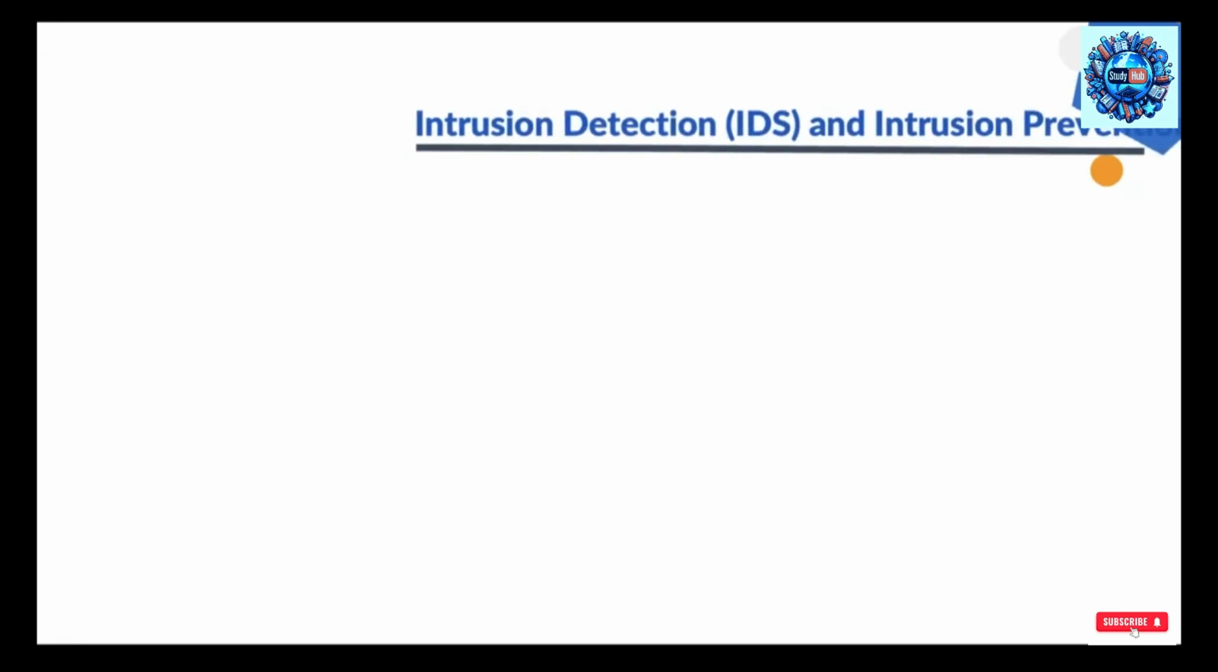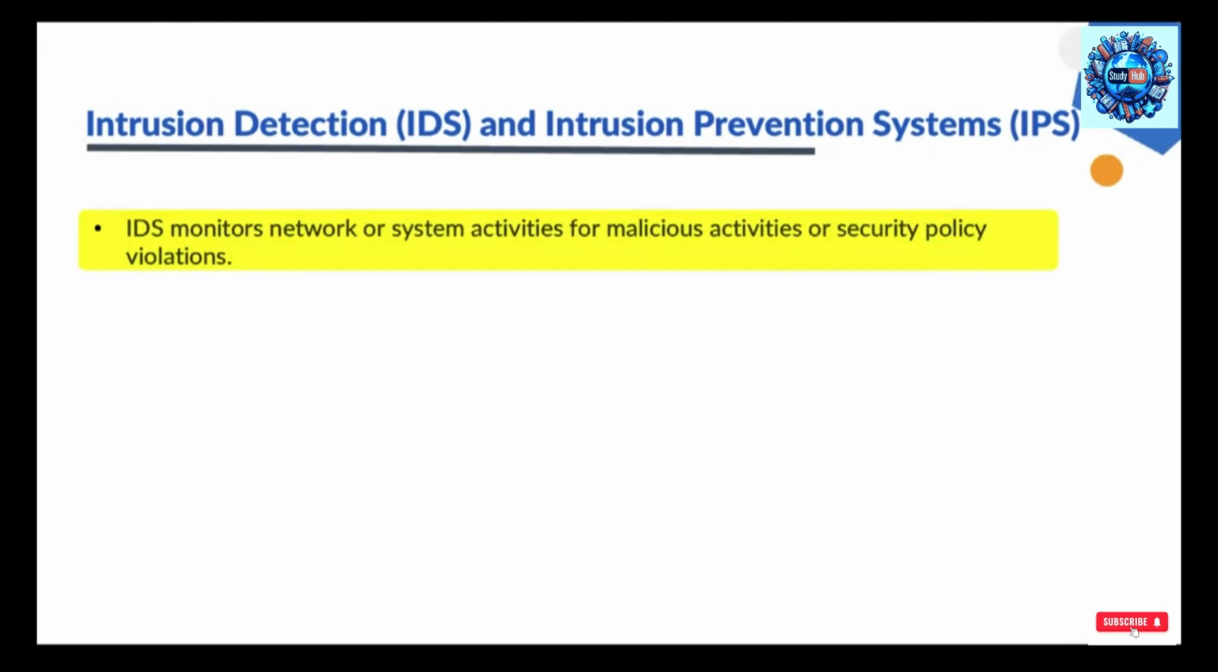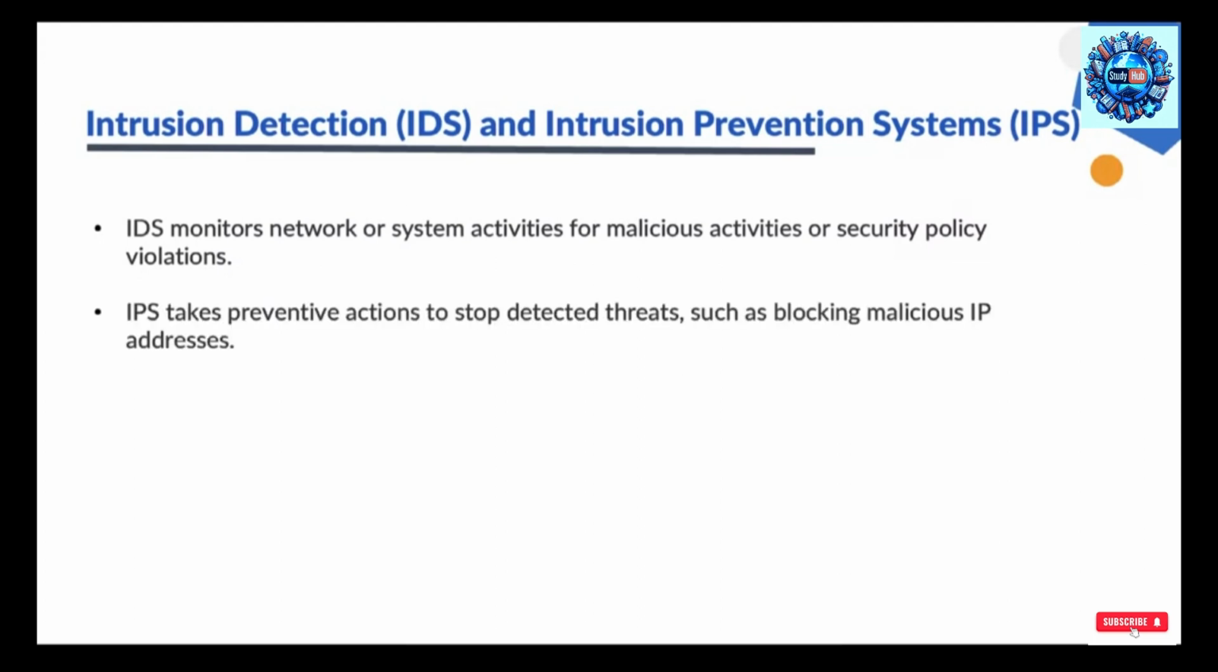Now let's explore the tools that actively monitor and respond to suspicious activities on your network: intrusion detection and intrusion prevention systems. Now, IDS monitor system activities for malicious activities or security policy violations. The monitoring is done on the basis of the regular, or you could say streamlined, activities performed on the system, and suddenly you see a deviation in the path of the traffic. Now these systems take preventive actions to stop these detected threats.